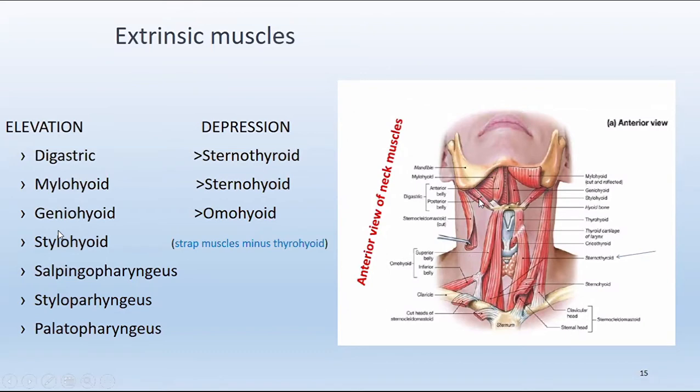Next is the mylohyoid, this one. We have the geniohyoid, this one. We have the stylohyoid, this one. These are elevators of the hyoid bone. These are located suprahyoid, or above the hyoid, so they pull up the hyoid. The remaining three muscles are primarily elevators of the pharynx, hence the names salpingopharyngeus, stylopharyngeus, and palatopharyngeus.